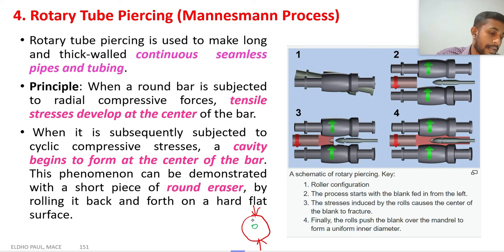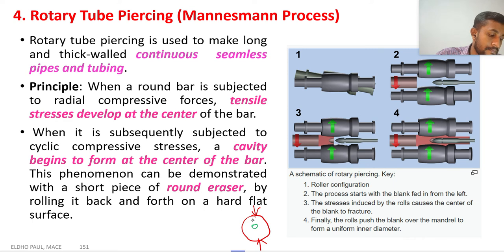So that is, when a round bar is subjected to radial compressive force, tensile stress will be developed at the center of the bar. And when it is subsequently subjected to cyclic compressive stress, a cavity begins to form at the center of the bar.